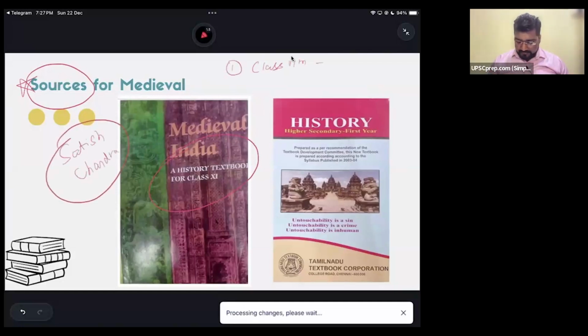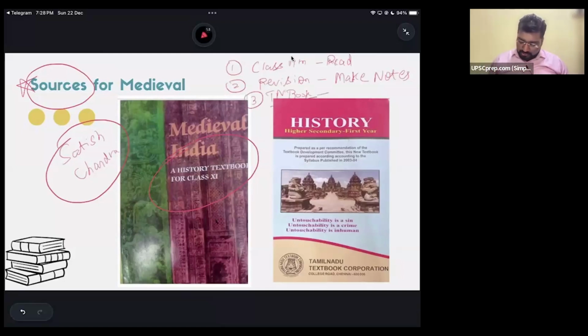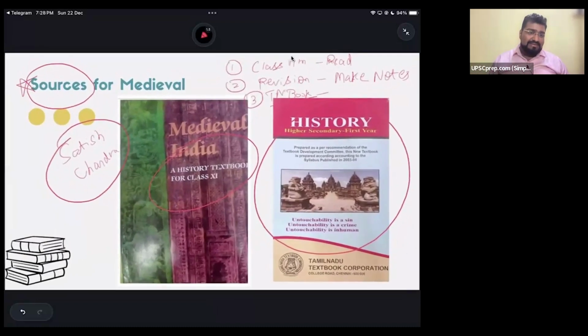Read this book, and in the second step, when you are revising this, that time you can make notes. And the third step will be the Tamil Nadu book, that is, giving a skim reading to this particular book and adding a few important concepts which you will find totally new, which were not there in this particular class 11th NCERT. Fine, this should be the basic approach, this should be the basic sources.